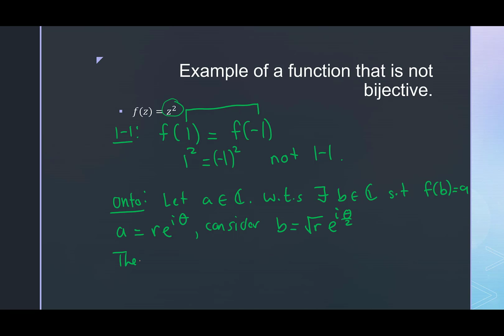So then f of b equals f of the square root of r e to the i theta over 2. Now by definition of our function, this is going to be equal to the square root of r e to the i theta over 2 squared. And after simplifying this expression, we'll get r e to the i theta, which was a. And so this is an onto function.